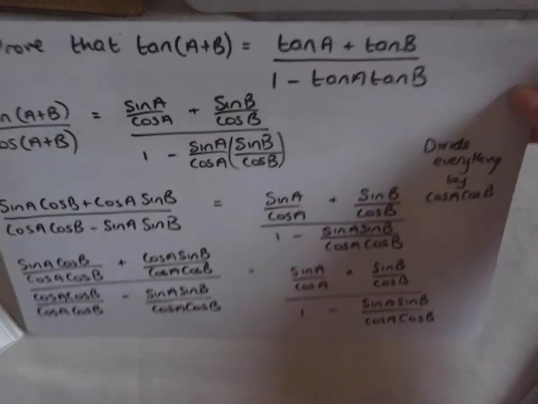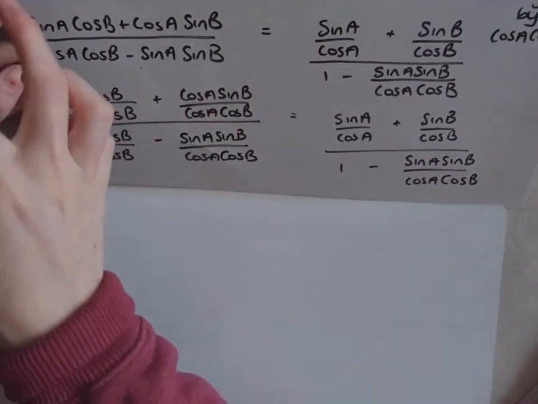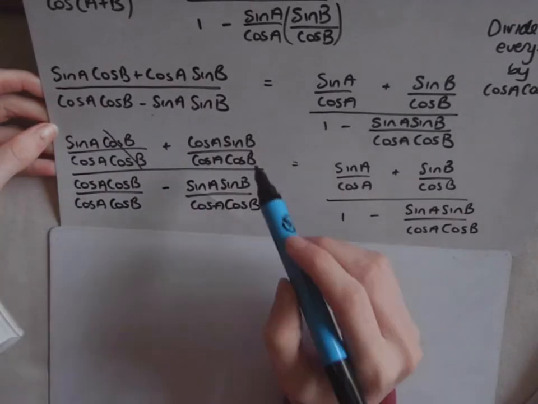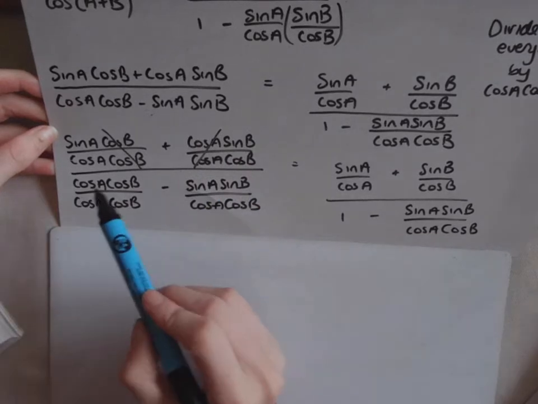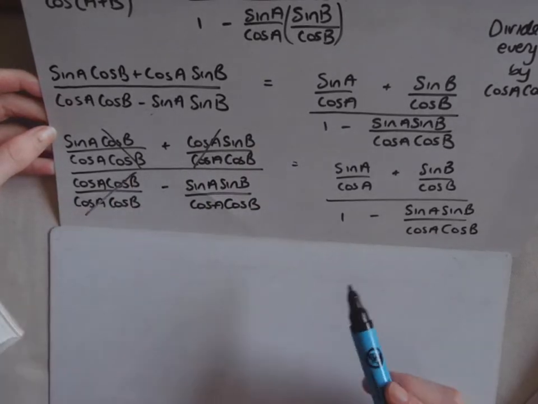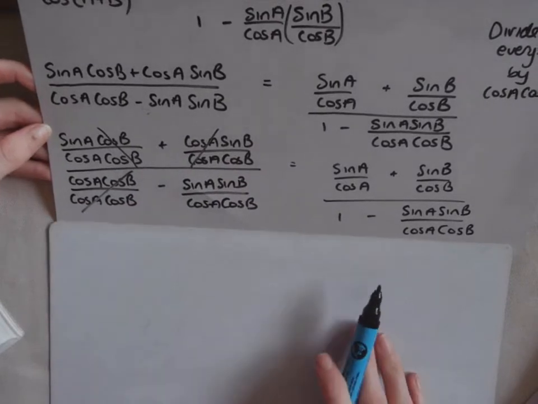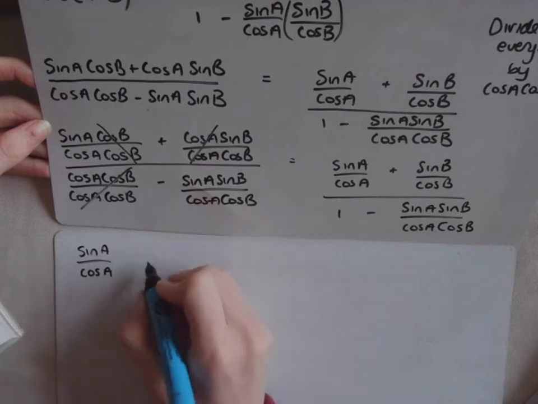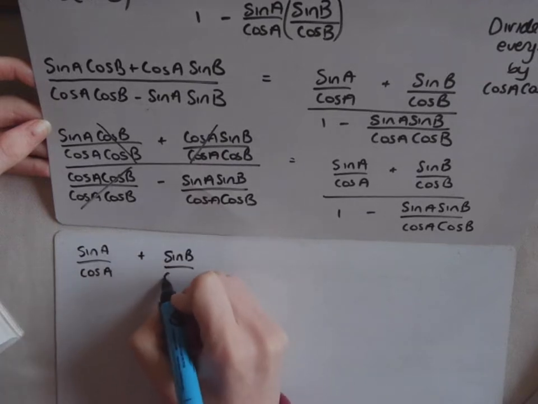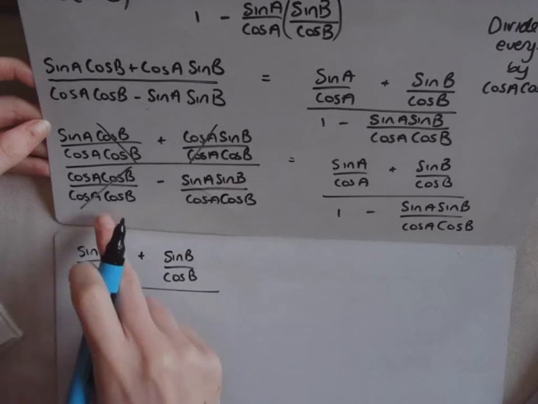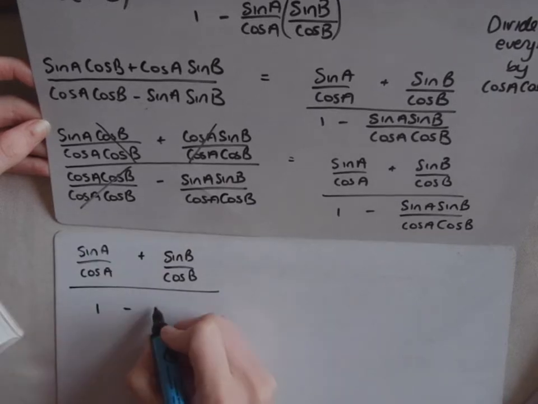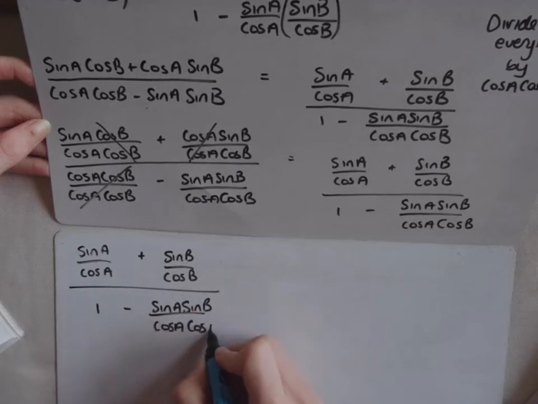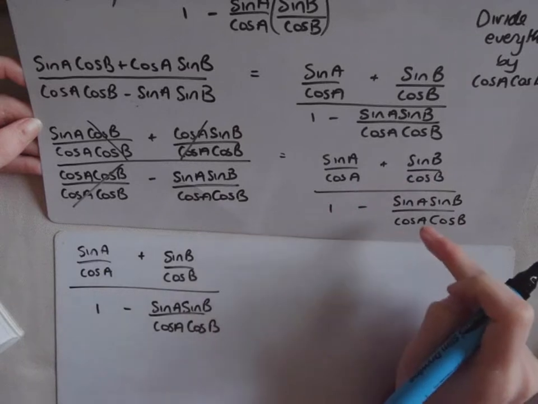And now, if we just look here, cos B over cos B, they'll cancel. Cos A over cos A, they'll cancel. Cos A cos B over cos A cos B, all cancels. Okay, so what I end up with underneath this is sine A over cos A plus sine B over cos B all over, and this is 1 because it cancelled away, minus sine A sine B over cos A cos B, and that's exactly what I had here. So I've proved it.